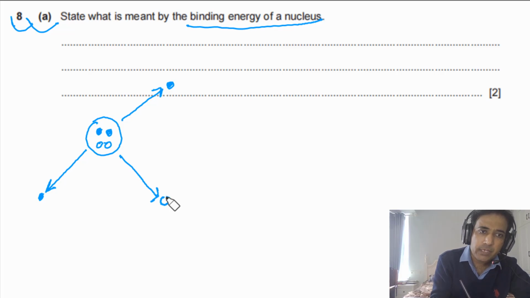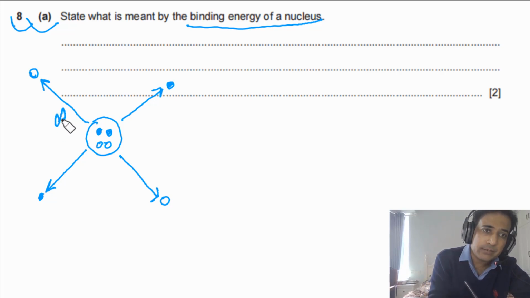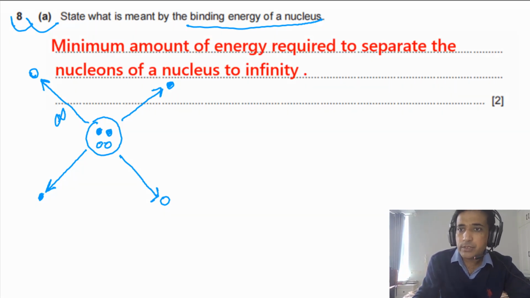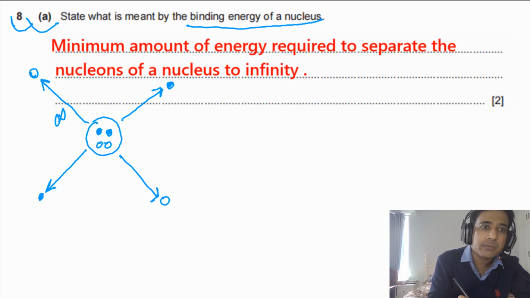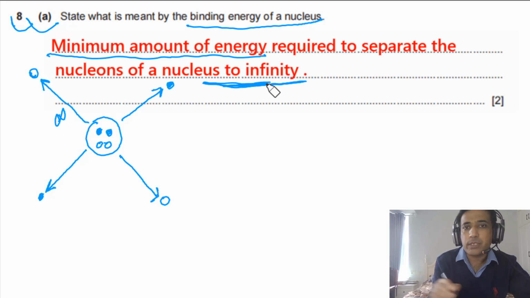So we can say we have a neutron here, and a neutron here. The minimum amount of work done by the external agent, that is the binding energy of this nucleus. Now let me show you how you can write down the answer. In the answer you have to mention these points. You have to say the minimum amount of energy required to separate the nucleons of a nucleus to infinity. If you have written this, you will get 2 marks.